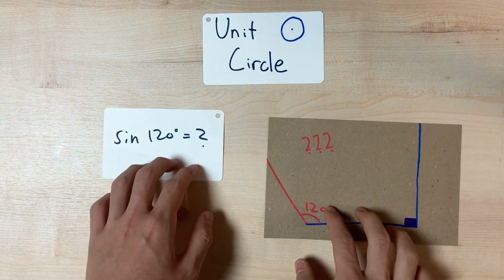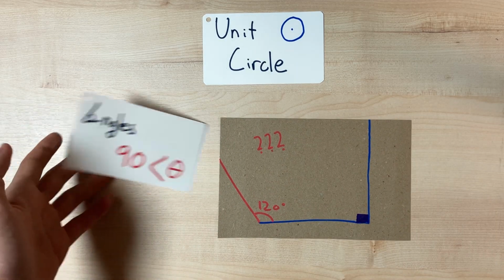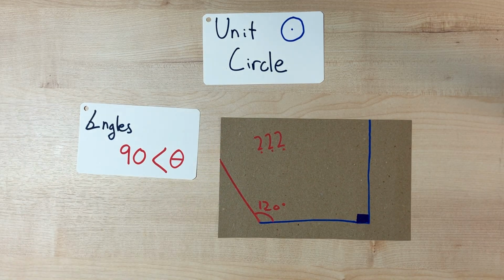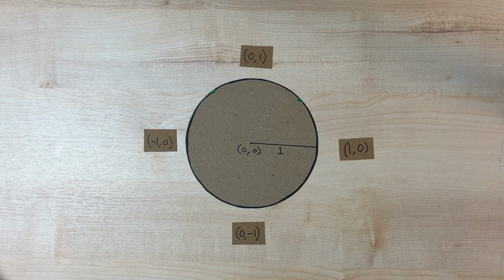I mean, if you think about it, we can't actually construct a right angle triangle for any angle greater than 90. So how can we have a value for sine 120? The answer lies in the unit circle.